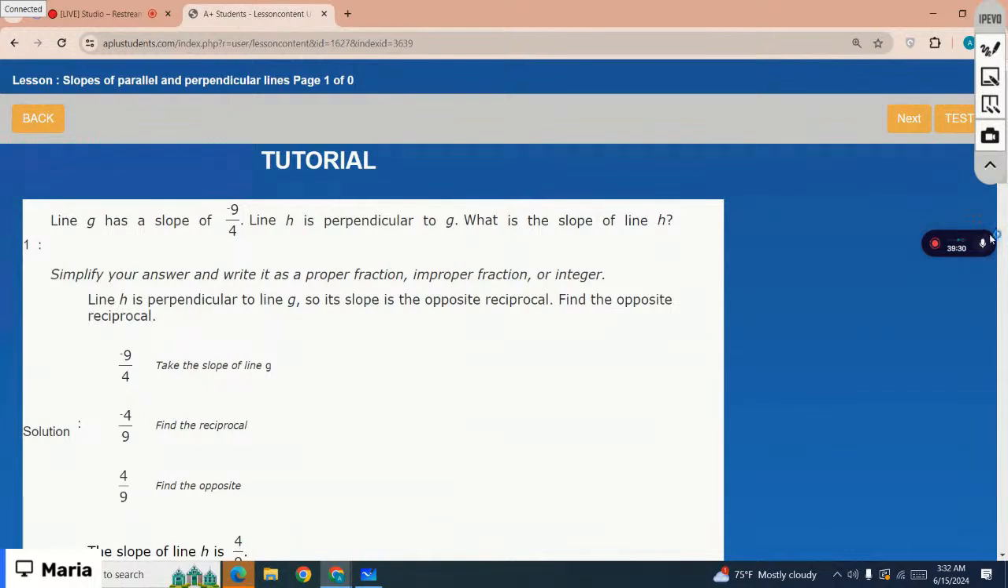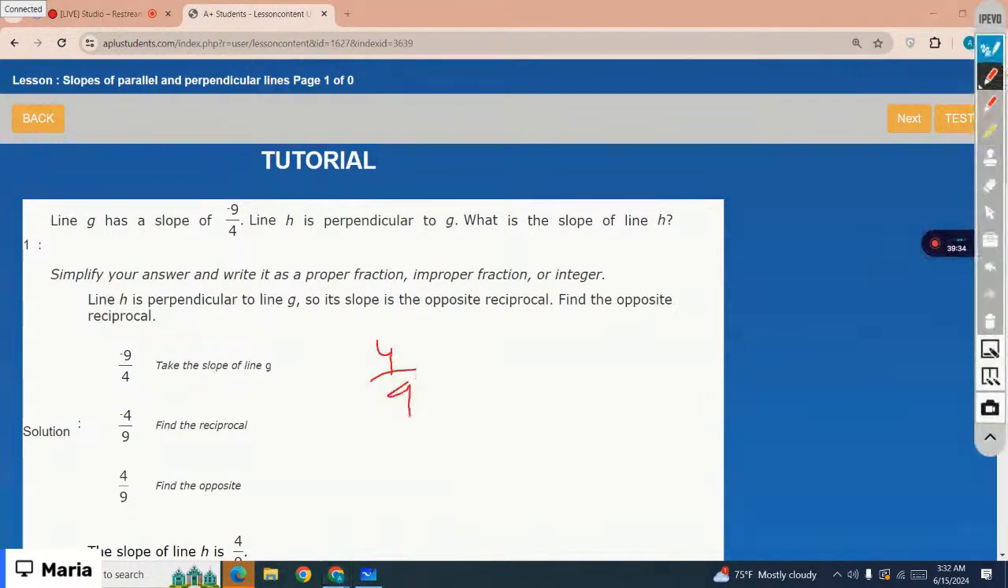That would be positive 4 over 9. The second thing is just the reciprocal. That would be 4 over 9. That means line H has the slope 4 over 9. Parallel lines have exactly the same slope, but perpendicular lines have slopes that are negative reciprocals of each other, right? Let's just start with the test questions.